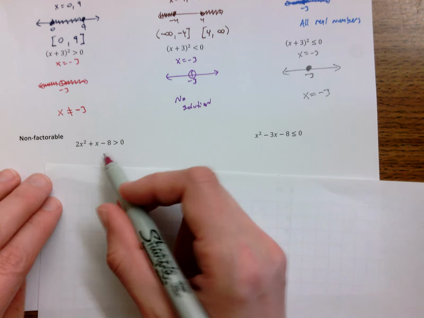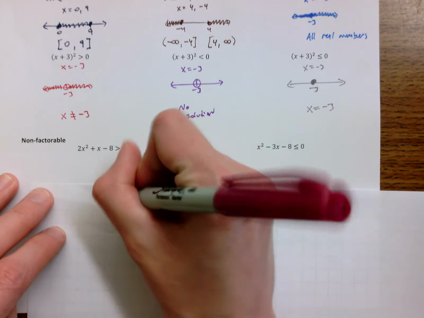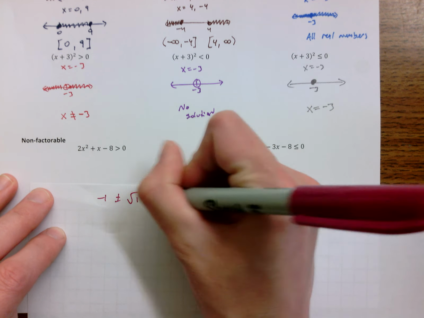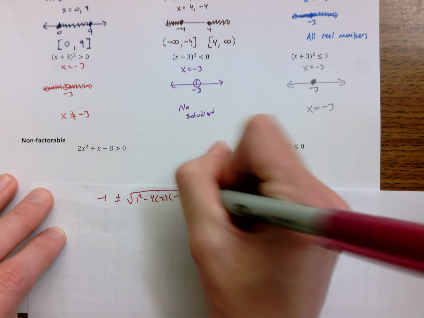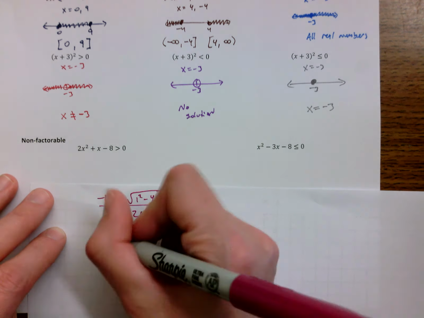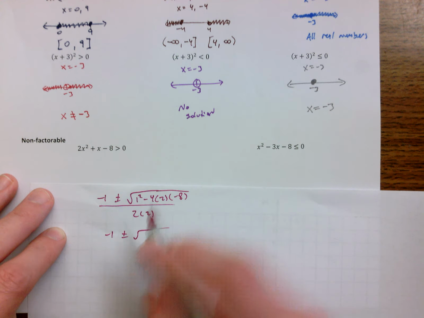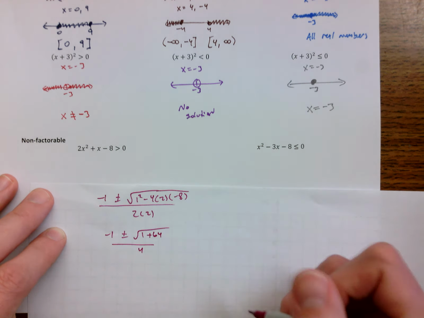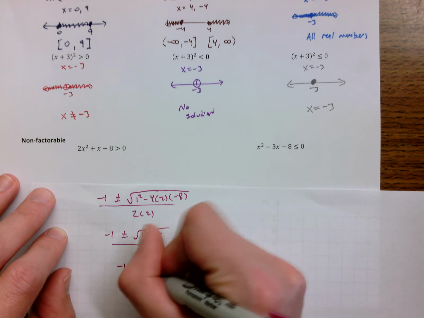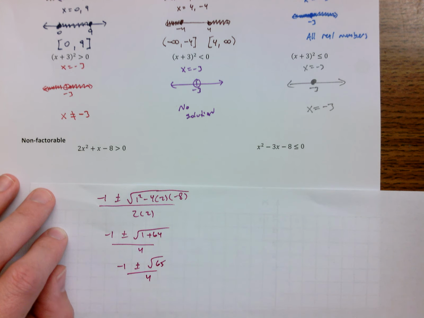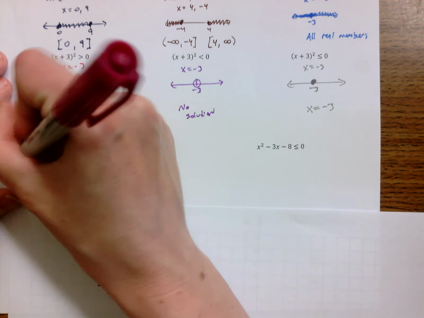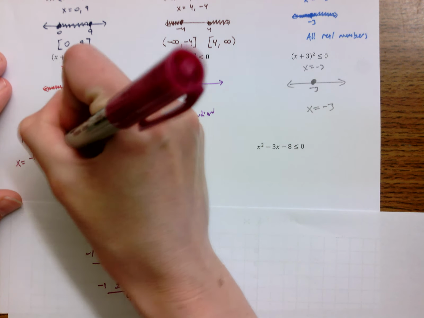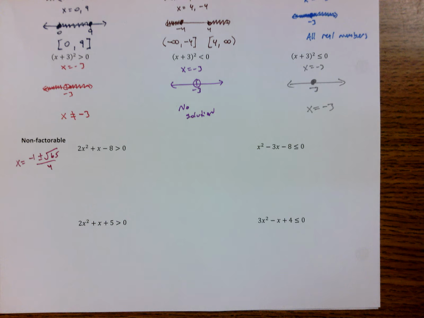Again, I'm going to do some side work for this guy. Opposite of b plus or minus the square root of b squared minus 4ac all over 2a. So -1 plus or minus, this is going to be 1, this is going to be plus 64, over 4. So I've got -1 plus or minus the square root of 65 over 4. Great, so those are our 2 solutions. x equals -1 plus or minus root 65 over 4. And I have faith in your ability to figure that part out.